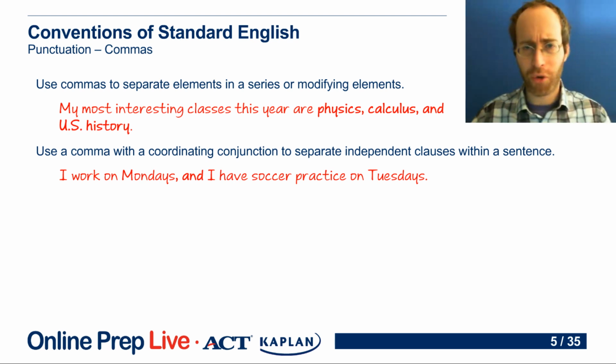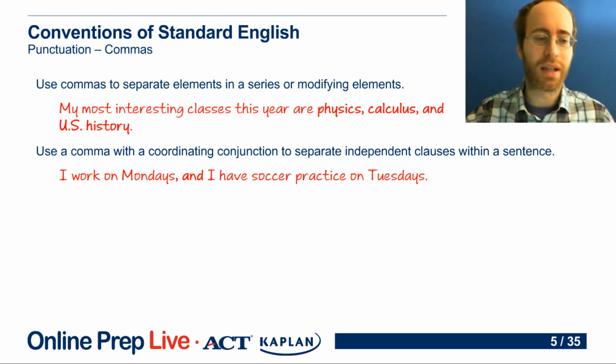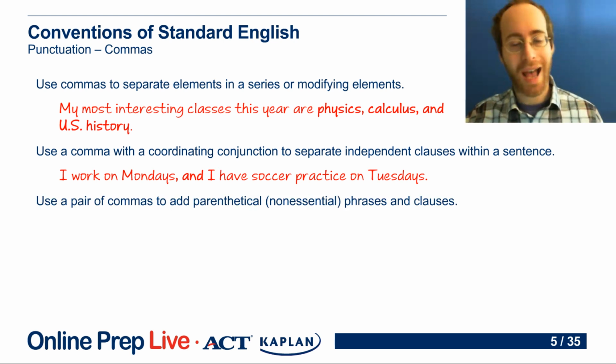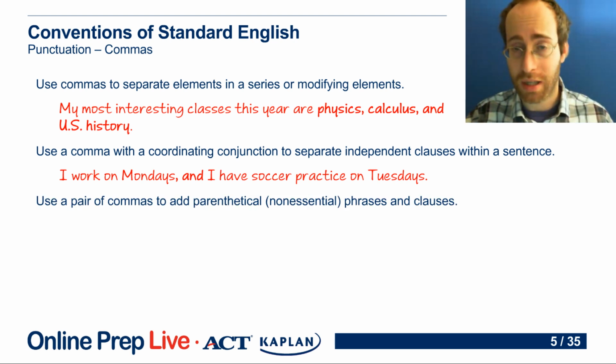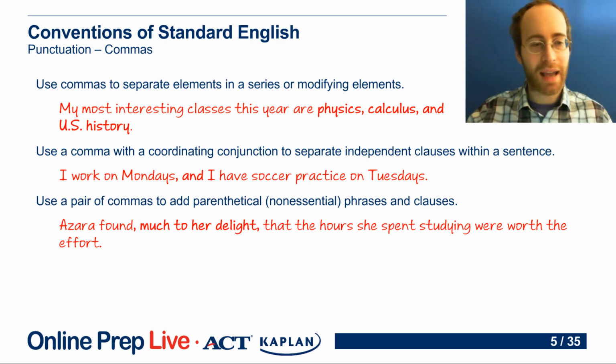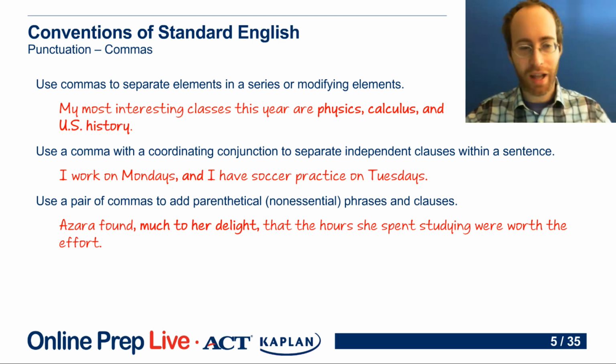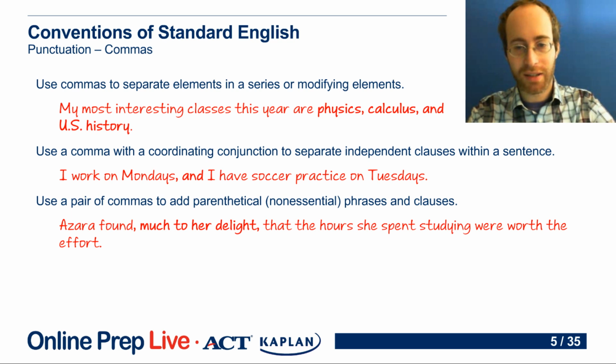So we're now at 2 out of 4. One thing commas do is lists. Another thing commas do is connecting sentences. And a third thing commas do is adding non-essential information into a sentence. Now this is what I call, and this is not a standard ACT term, this is a Boris term, the comma sandwich.